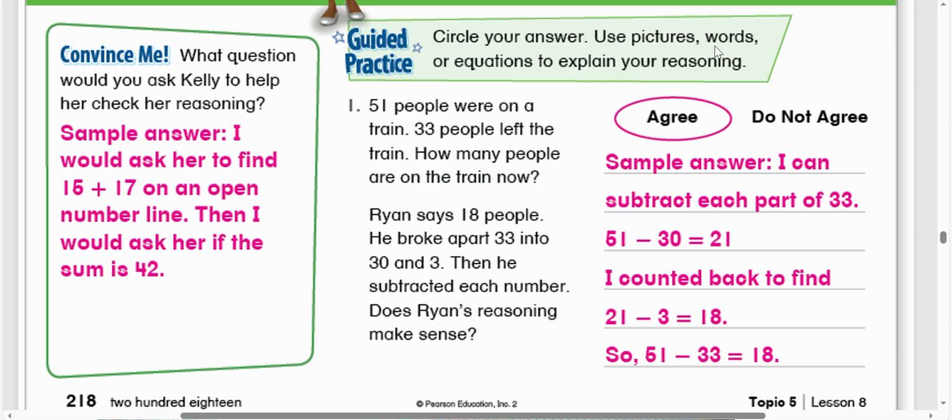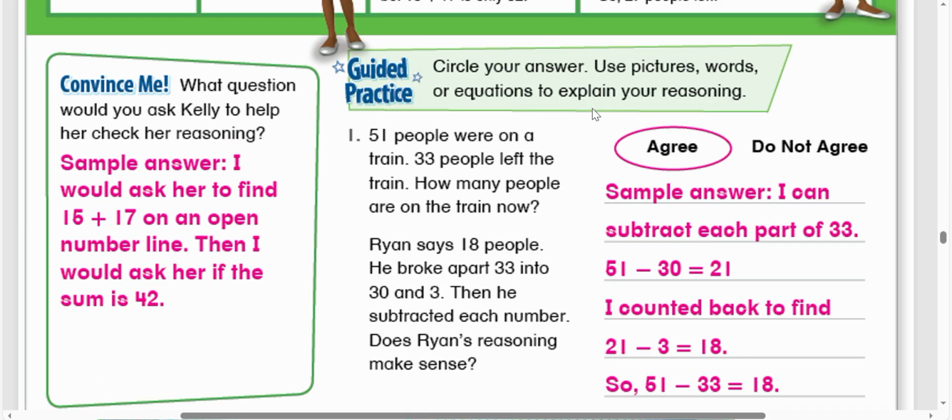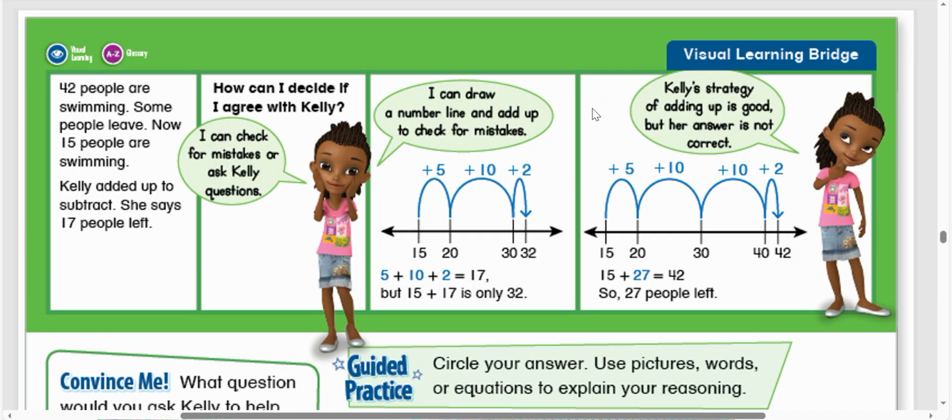Circle your answer, use the picture for this question. Look here. You can find 5 plus 15 is 20, 20 plus 10 is 30, 30 plus 2 is 32. Then put together 5 plus 10 plus 2, that will be 17, and 15 plus 17 is 32. And 15 plus what equals 42? Count from 15 to 42, the result will be 27 people left.